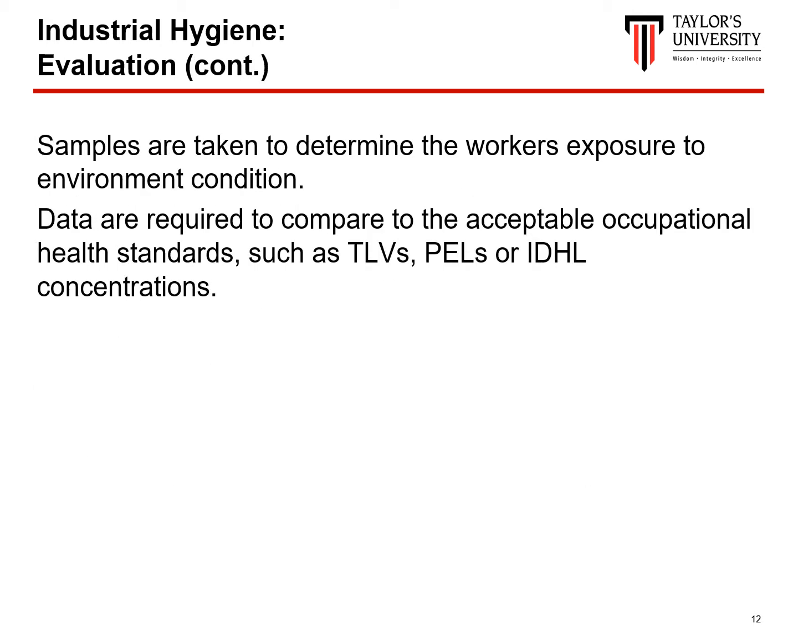In order to establish the effectiveness of the existing controls, samples are taken to determine the worker exposures to conditions that may be harmful. If problems are evident, controls must be implemented immediately. Temporary controls such as personal protective equipment, or what we call PPE, can be used. Long-term and permanent controls are subsequently developed.